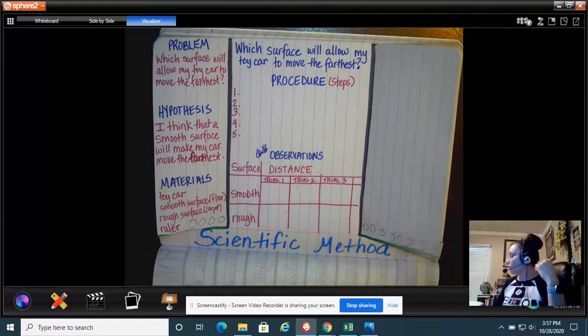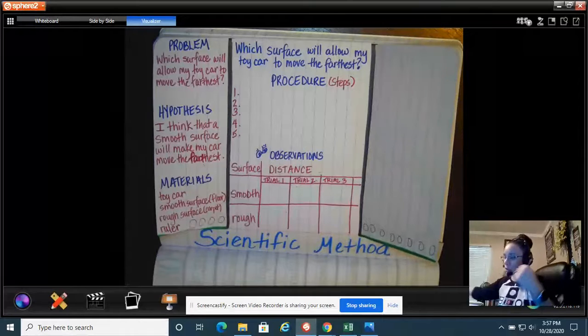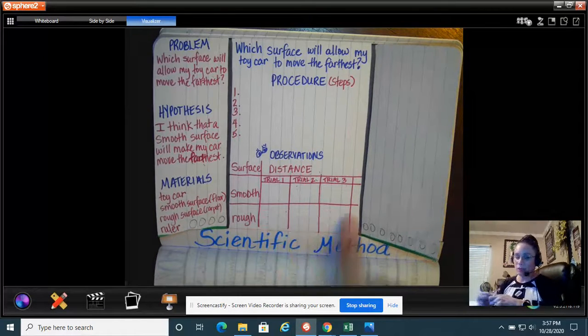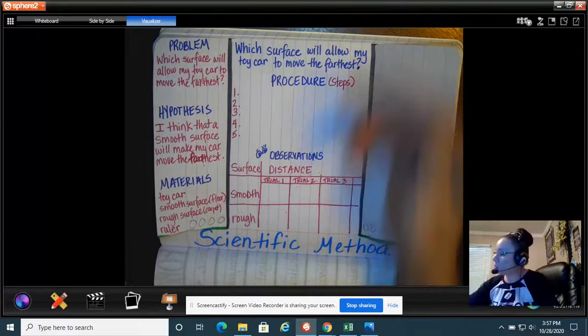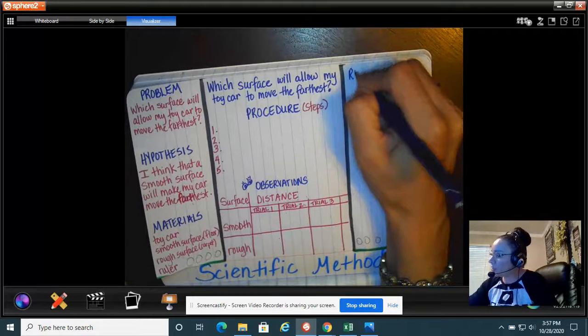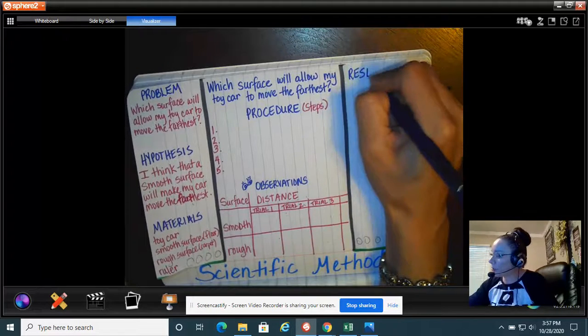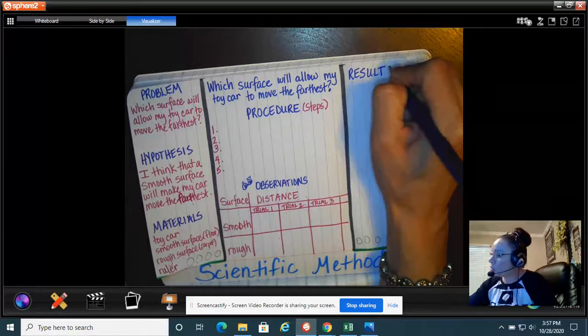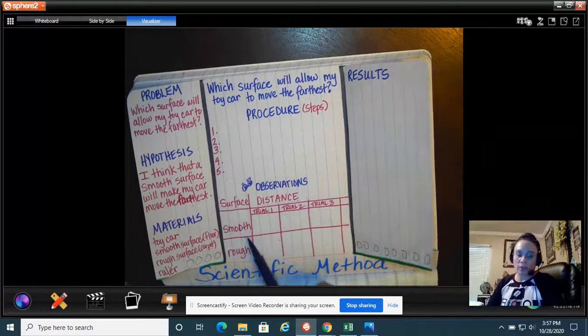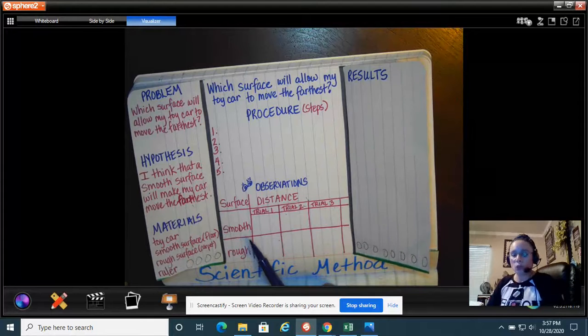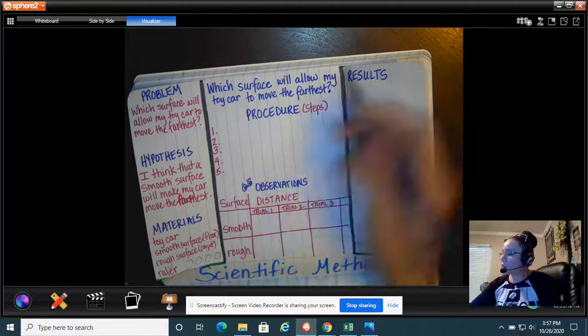So once we are finished with the experiment, you have your data here, and this is where you're going to put the results. Well, what happened? Which surface was the best? Okay. Was it the smooth? Were you right or were you wrong? Why? So these are the results.